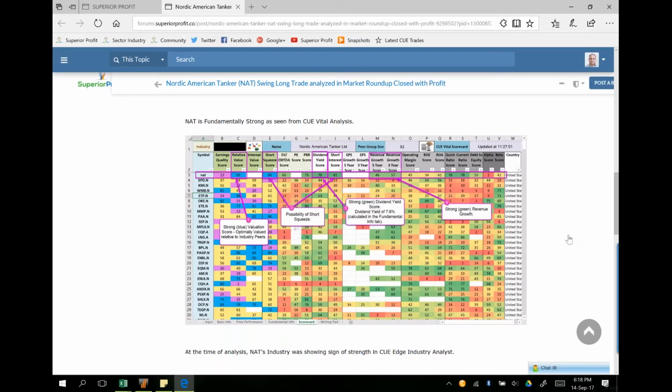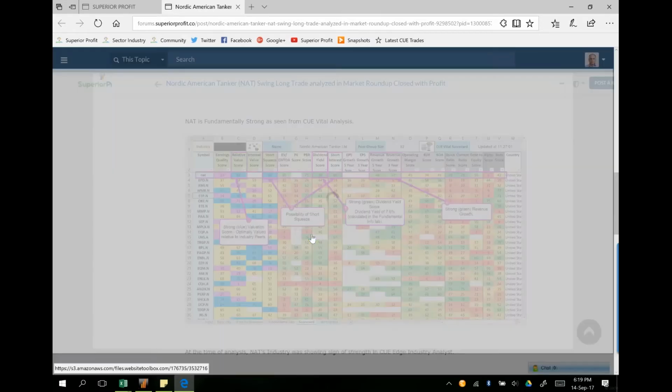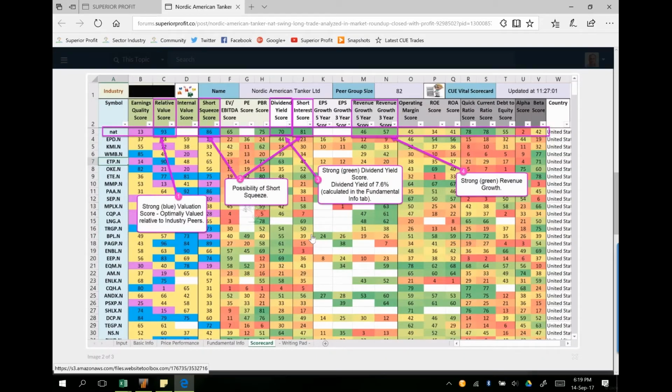I remember he mentioned he found it using drill down from Q Edge. Q Edge is our tool where we can see which industries are strengthening and which ones are weakening. At that time, he had mentioned that NAT's industry was strengthening and asked me to look at it. I also looked at the stock's fundamentals at that time using our fundamental analysis tool, QVital.